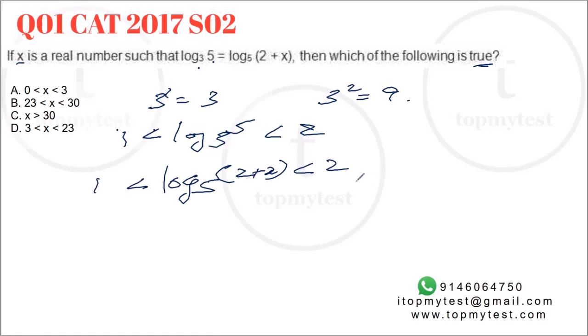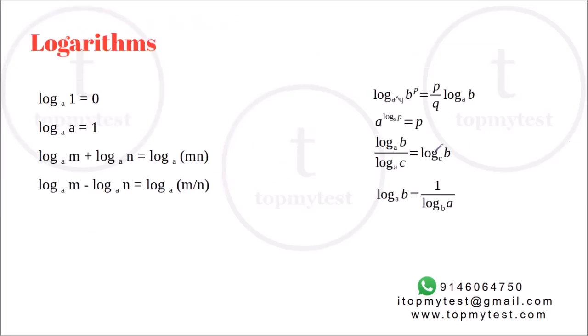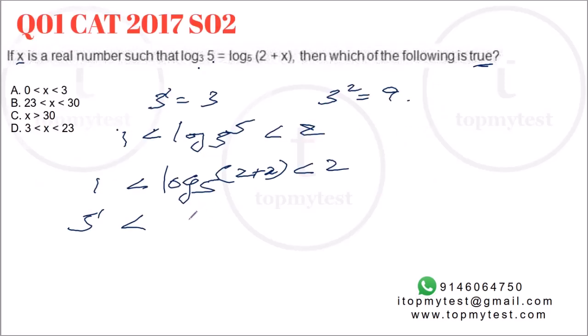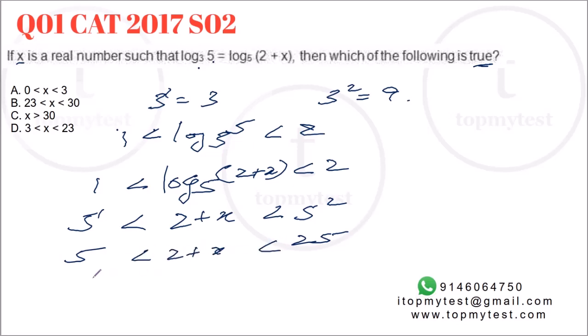Now if I take 5 to the power of all of them, so 5 to the power 1 should be less than 5 to the power log of 2 plus x to the base 5. We'll be using this rule. This will give you 2 plus x less than 5 square, which will be 25, and greater than 5. Subtracting 2 across, you'll get 3 less than x less than 23. Option D will be your correct choice.